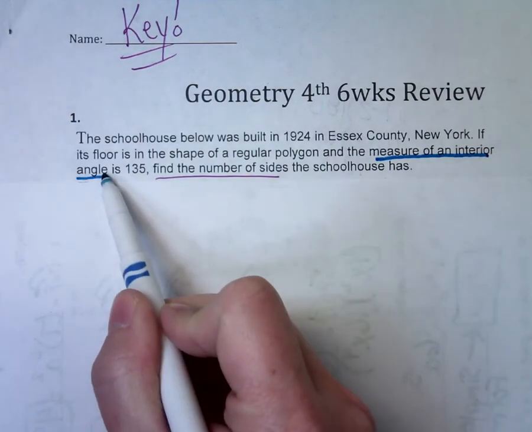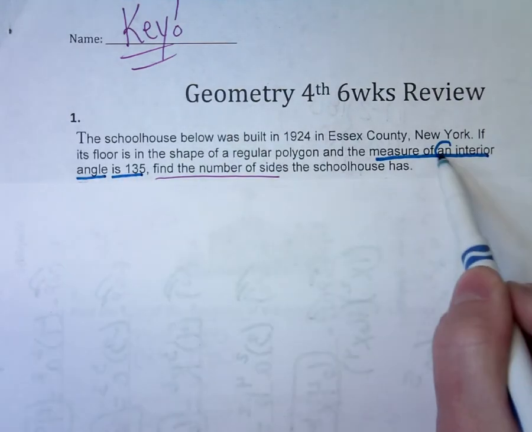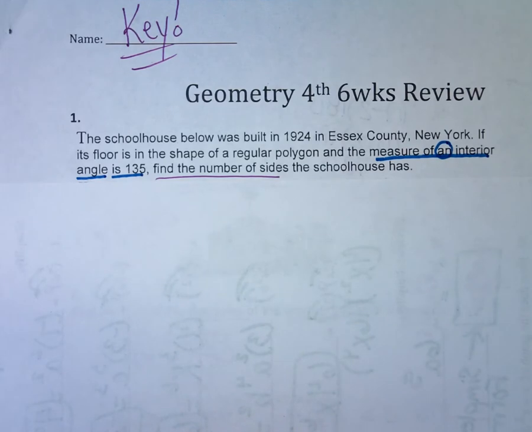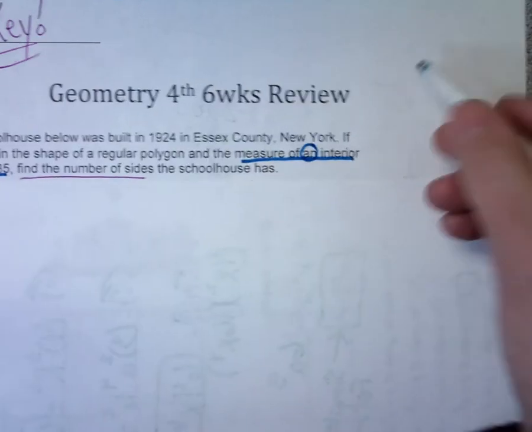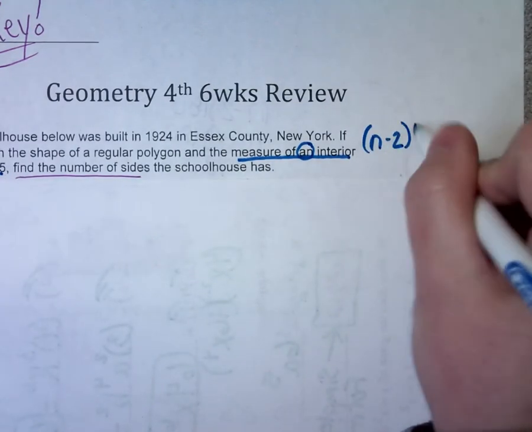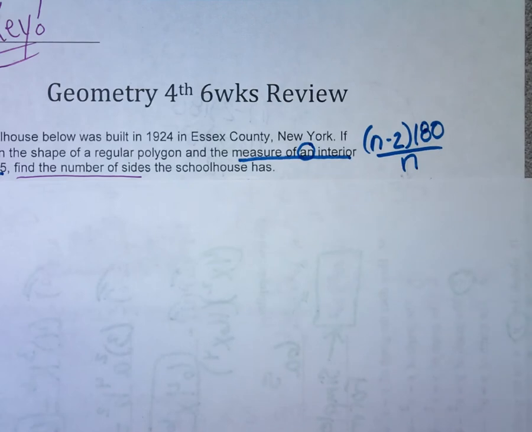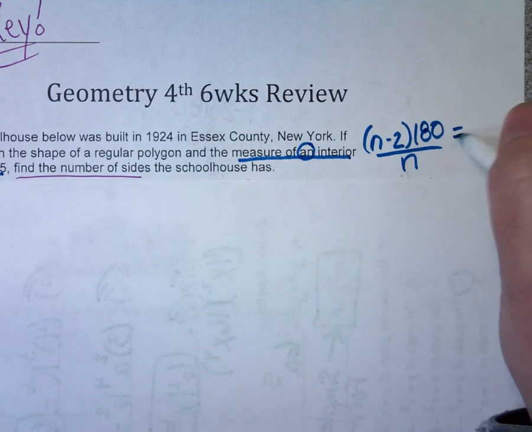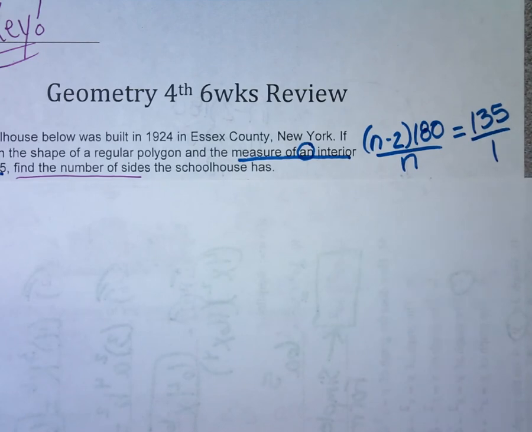Okay, so we have the schoolhouse down below, and it tells us that the measure of an interior angle is 135. That means one interior angle is 135. I want to find the number of sides the schoolhouse has. Okay, I have two ways that I could do this. I could use the formula (n minus 2) times 180 divided by n, which is the formula for finding one interior angle. And since I know that one interior angle is 135, I could set this equal to 135, pop it over a 1, and cross multiply, divide, work it out.